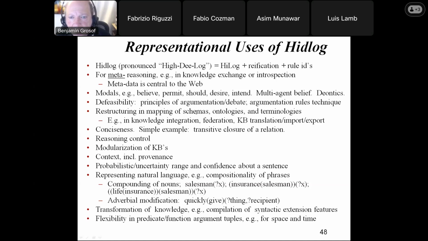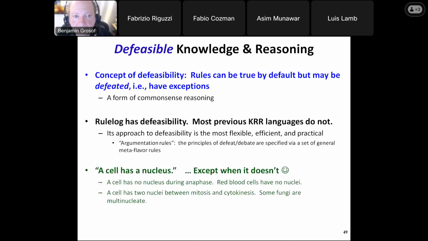So HiLog and rule IDs and also reification are really incredibly helpful in KRR generally, and arguably really are pretty much required for a lot of purposes, including capturing more complex kinds of knowledge that humans communicate to each other in natural language and socially.